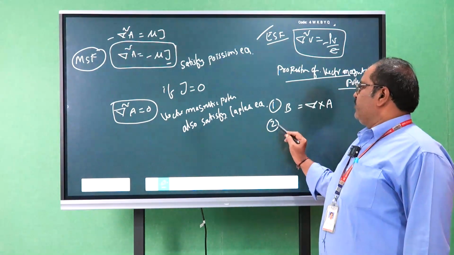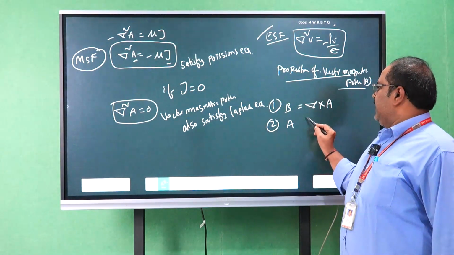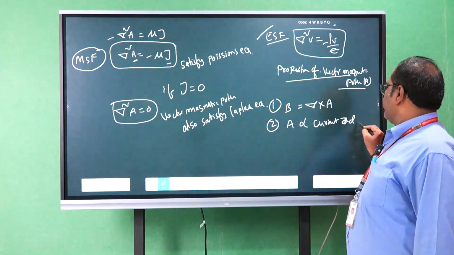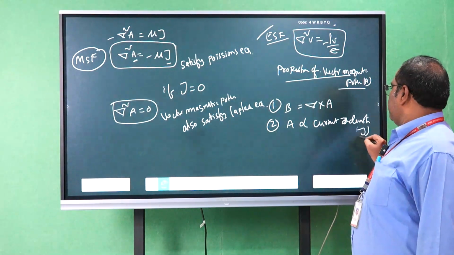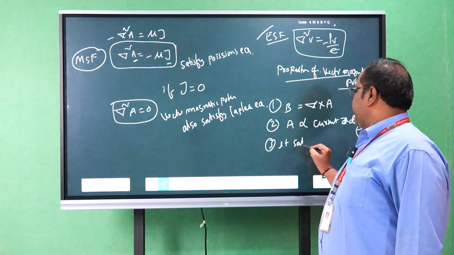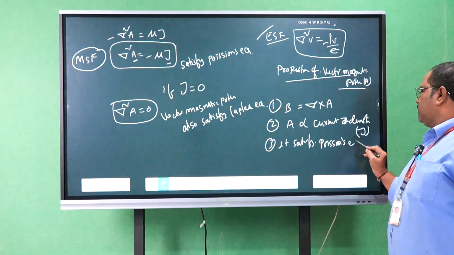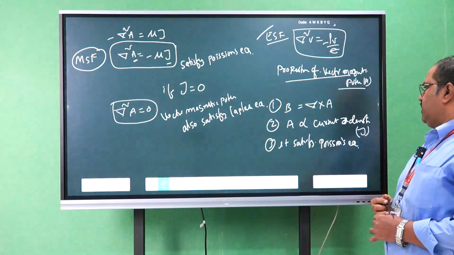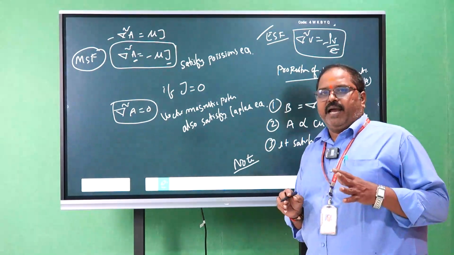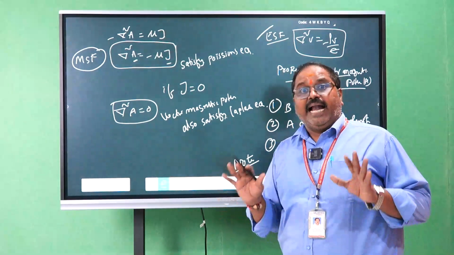Second point, the vector magnetic potential A is directly proportional to current density J. Third point, it satisfies Poisson's equation. Note that, most probably, vector magnetic potential is used to find the radiation component in antennas.